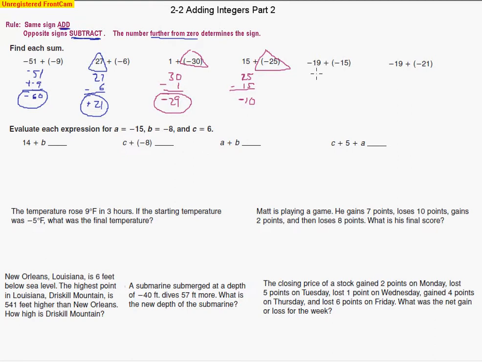So here we have the same sign, so we're going to end up having to add these two numbers together. So when I do that, I end up at 34. And is it positive or negative? Well, it's a negative because the sign stays the same. We're going further in the negative direction.